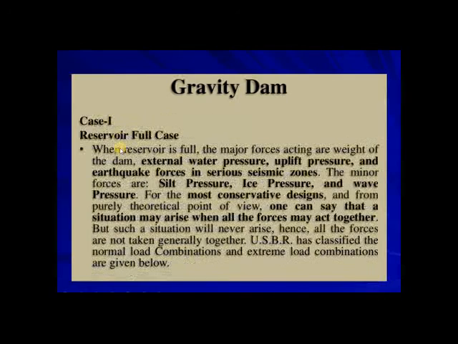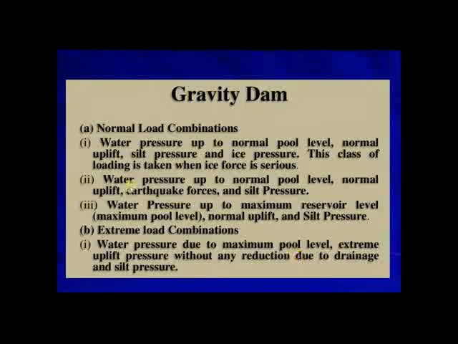Normal load conditions. There are two types of classification: normal load combination and extreme load combination. First is the normal load combination: water pressure up to normal pool level, normal uplift, silt pressure and ice pressure. This class of loading is taken when ice force is serious. Second: water pressure up to normal pool level, normal uplift, earthquake forces and silt pressure. Third one is water pressure up to maximum reservoir level, maximum pool level, normal uplift, silt pressure without ice pressure.